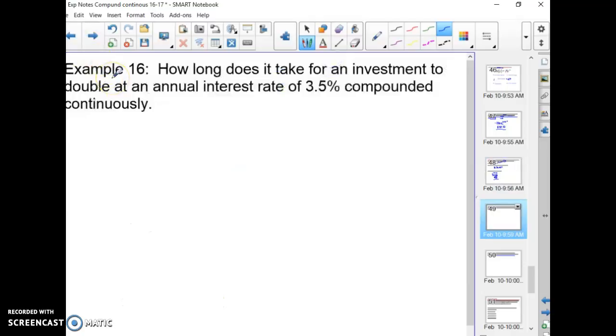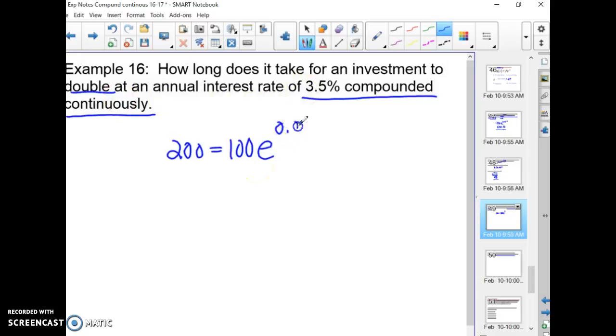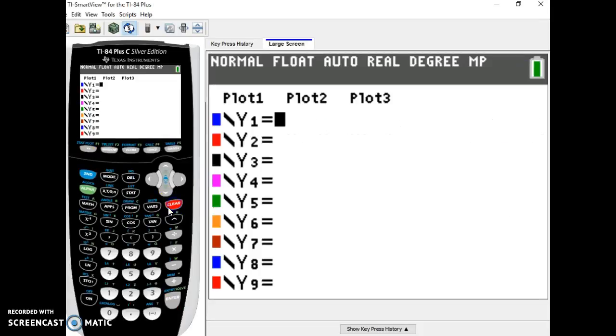The next one. How long does it take for an investment to double at an annual interest rate of 3.5%? Compounded what? Continuously. So I want it to double. So let's say I have $100. I want it to become $200, and I'd have E, right? So here's the thing. E, I want to raise it to 3.5%, so that's 0.035. But here's the thing. I don't know the time on that. So I go to a table. I want to find out when my $100 becomes how much? $200.